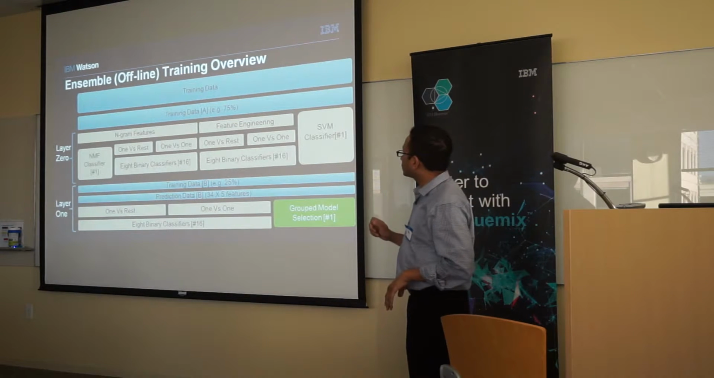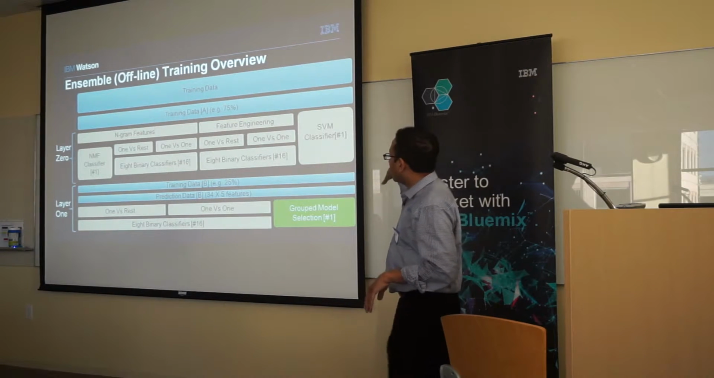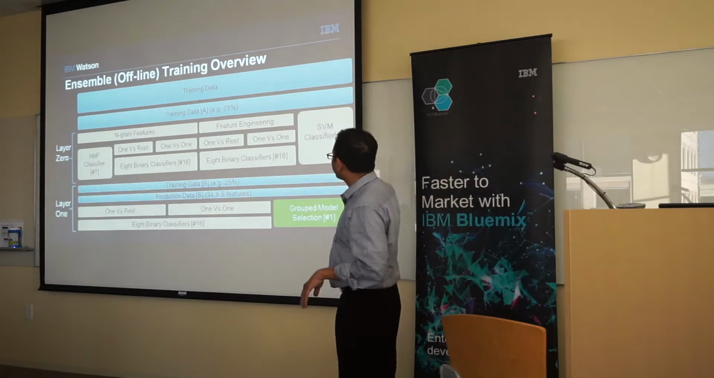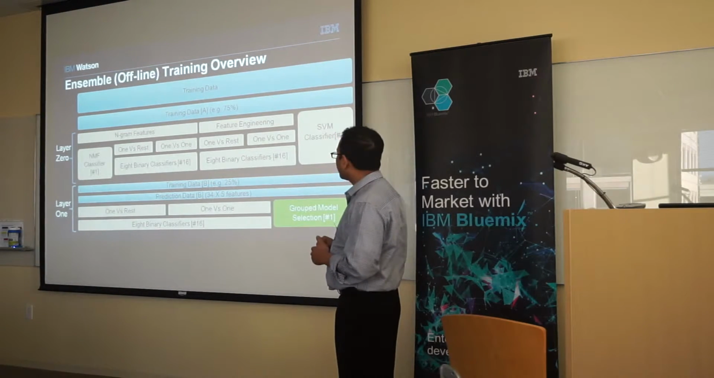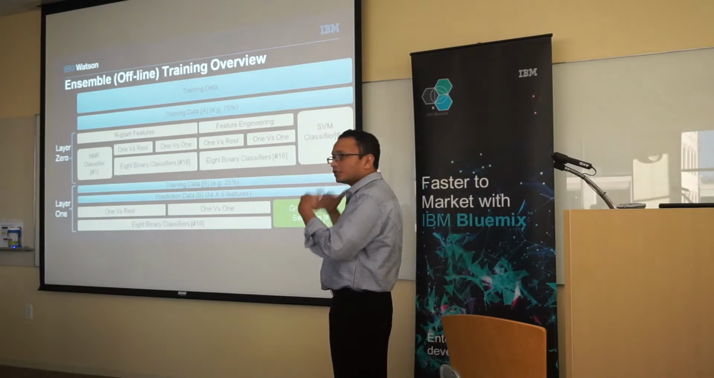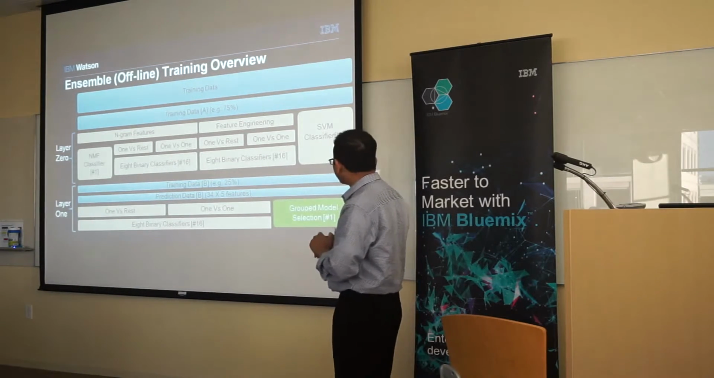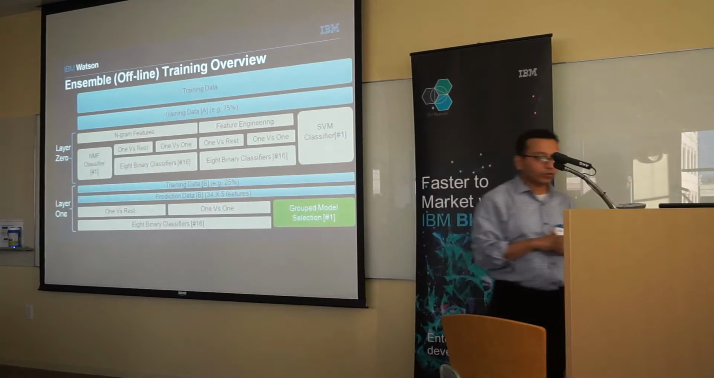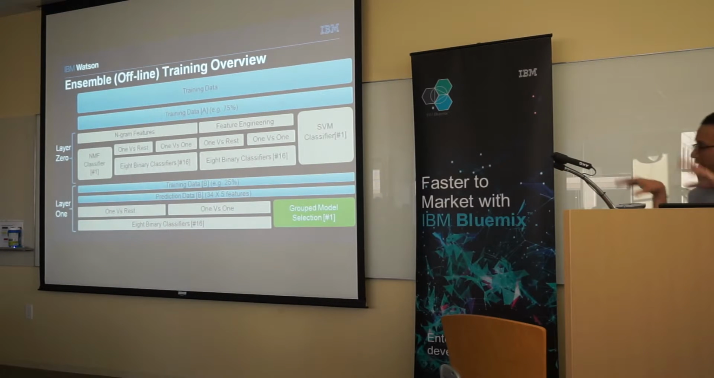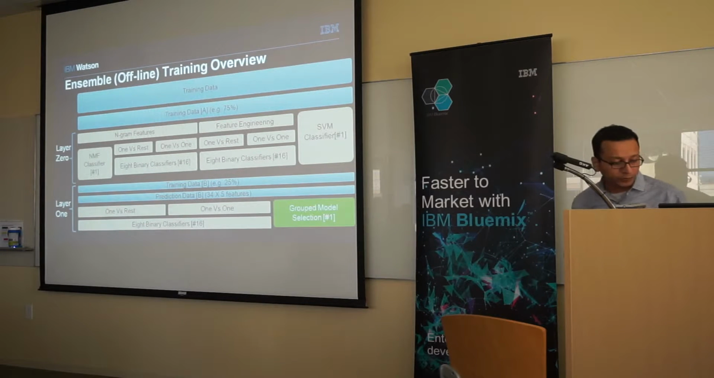So we create all those different possibilities, which leads to about 34 classifiers in layer 0. Then we pass their classifications to layer 1, and in layer 1 we create another few classifiers, and at the end we do some group model selection. So that's pretty much the architecture of our ensemble-based training approach.